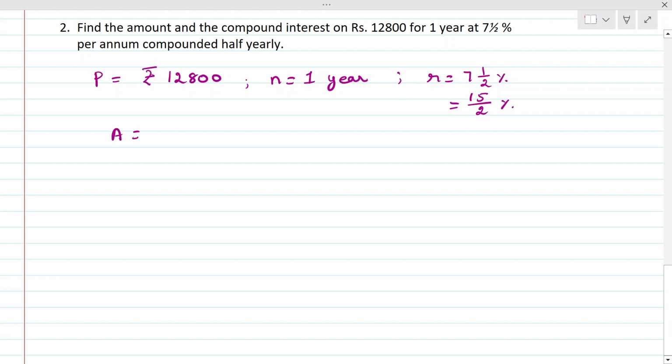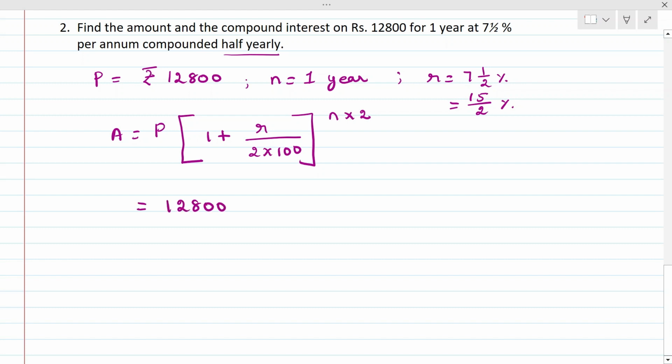So now amount equal to P into, this is compounded half yearly. So half yearly formula, P into 1 plus R by 2 into 100, whole power N into 2. So P is 12,800 into 1 plus R is 15 by 2. Already our R is 15 by 2 and then we have to write this into 2 into 100. The whole power N is 1 year, so 1 into 2.